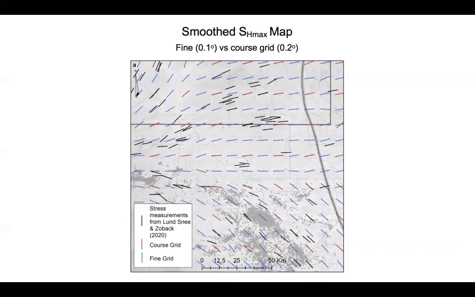The results of the analysis are presented here. We try to compare between the fine grid and the coarse grid. The fine grid is in blue and the coarse grid is in red. And you can see that in this case, because we had enough direct measurement points, they look quite similar. So in this case, we use the coarse grid.